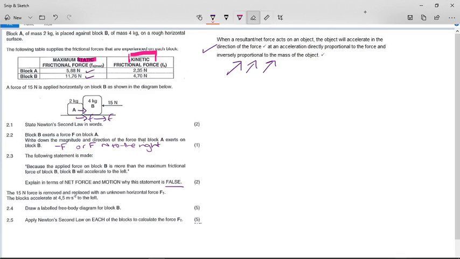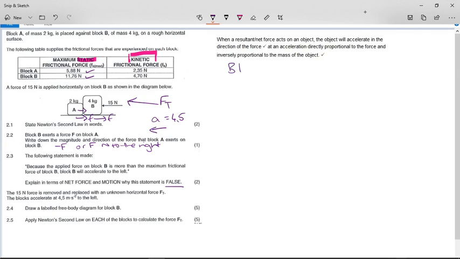Okay, now for the more interesting part of the question. It says to you the 15 Newton force is removed and is replaced with an unknown horizontal force, Ft. Okay, so we're going to have Ft going that way. So it says the blocks accelerate at 4,5 meters per second squared to the left. So they're going that way. So we know Ft has to be that way because the acceleration is that way.